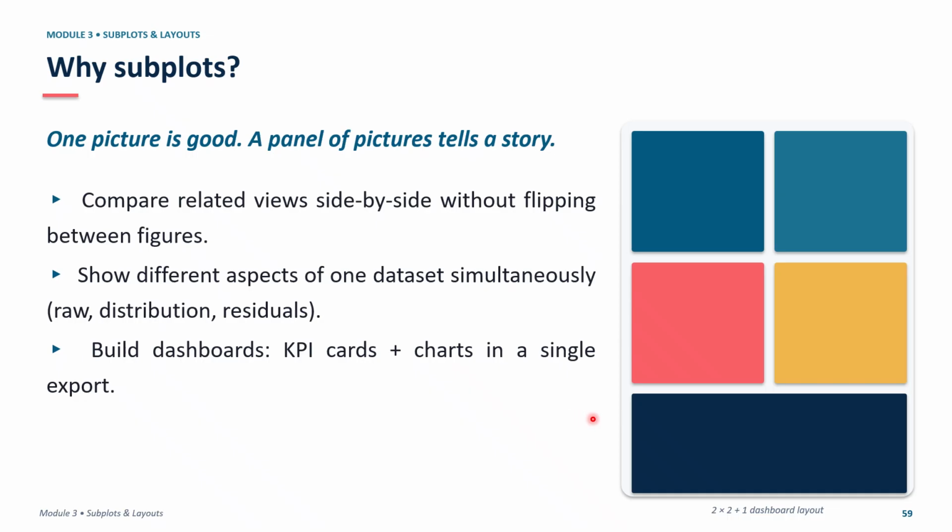So here you can show different aspects simultaneously. The dataset might even have multiple stories: the raw data, its distribution, and its residual after fitting a model, or different views of the same data. So three subplots in a single figure will tell the complete story in a single image. Look at the diagram on the right side here. It is a 2 cross 2 plus one dashboard layout. This is the kind of figure that you'll be able to build by the end of this module.